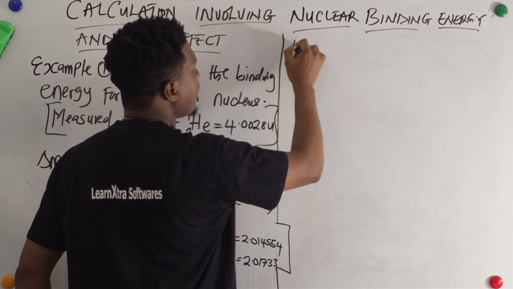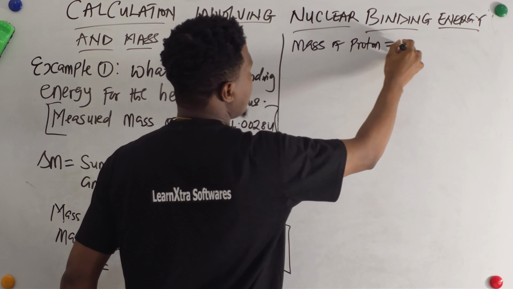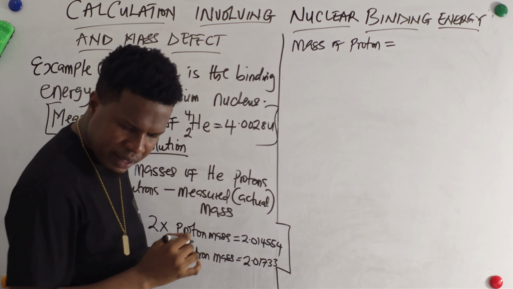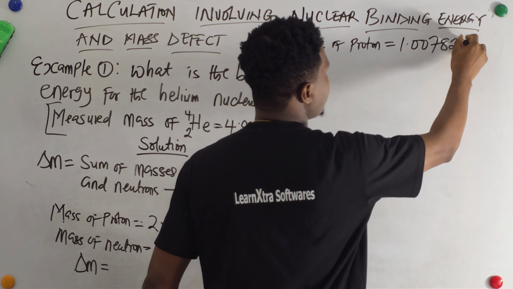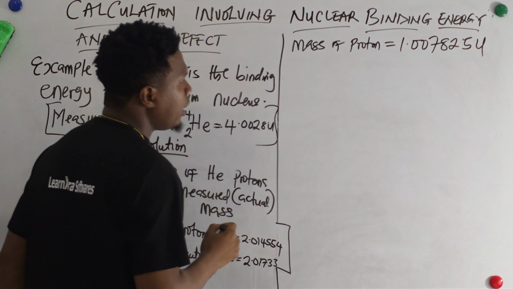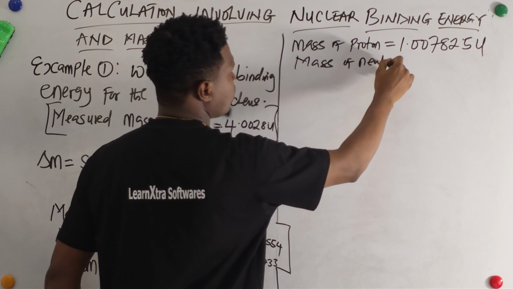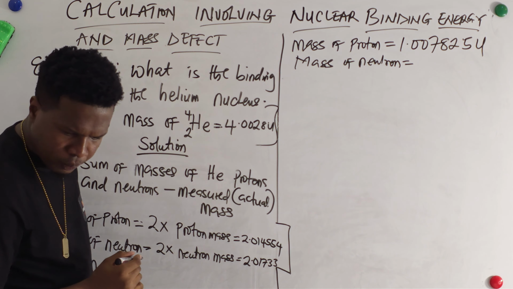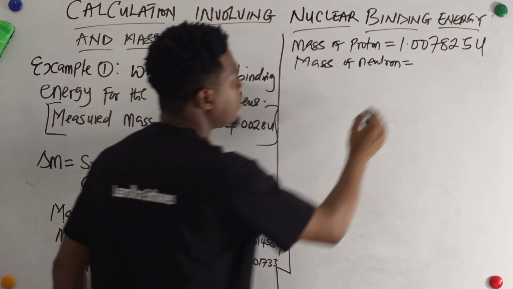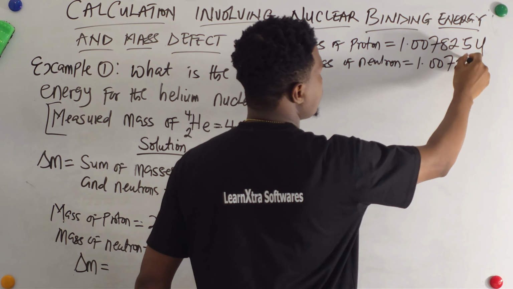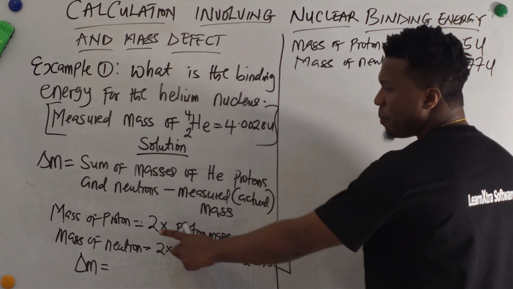The mass of proton is 1.007825 atomic mass unit, while the mass of neutron is equal to 1.007277 atomic mass unit. So if you now multiply, why are we multiplying by 2?